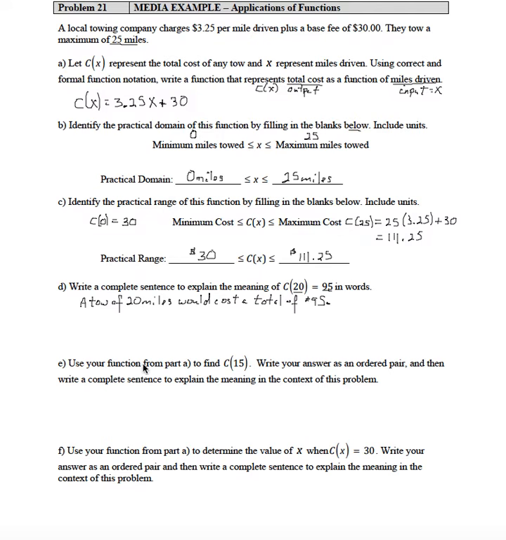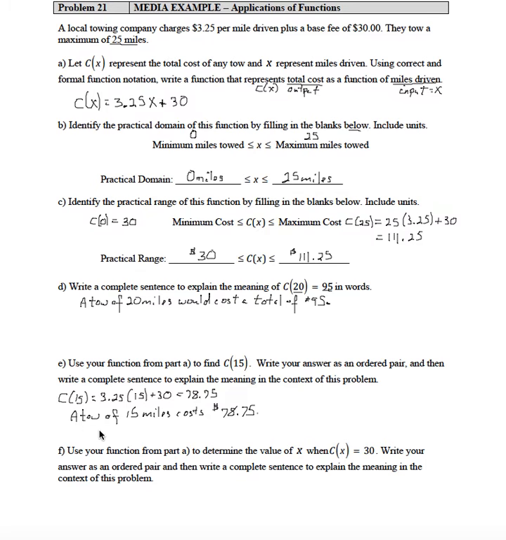Part E, use your function from Part A to find C of 15, and then write your answer as an ordered pair, and then a complete sentence to explain the meaning in the context of this problem. So C of 15 equals 3.25 times 15 plus 30. If I evaluate that, plug that into my calculator, I get 78.75.